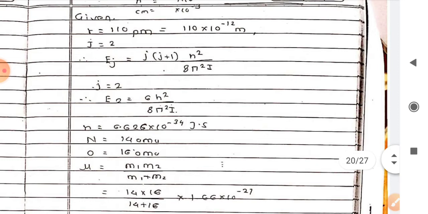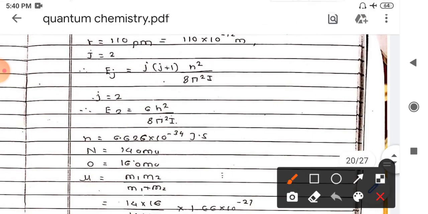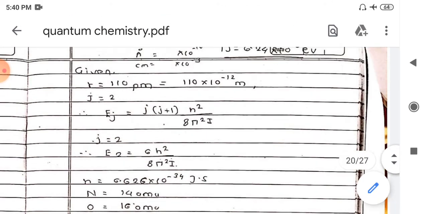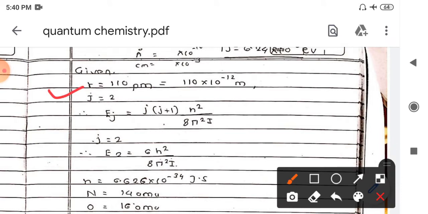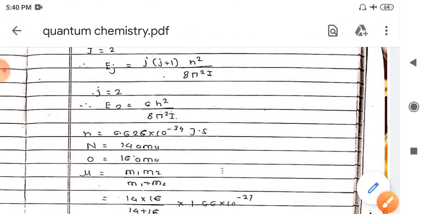So we need the atomic weight of nitrogen, 14, and the atomic weight of oxygen, 16. R is 110 picometers, so we have to convert it into meters, which is 110 into 10 raised to minus 12 meter. J equals 2 is given, so we just need to put in this value, but here we require the value of I. I is nothing but the moment of inertia. So how can we obtain that?